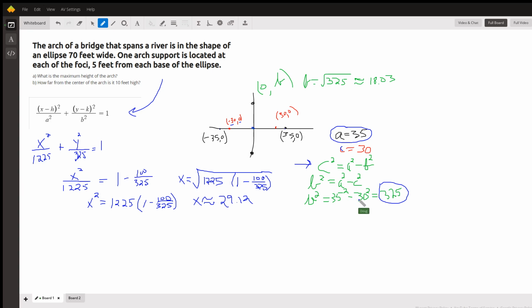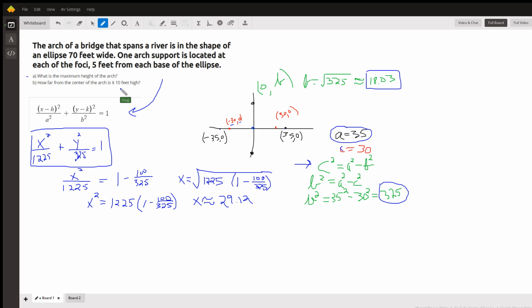A squared minus B squared. So here's your general equation for this ellipse: x squared over A squared plus y squared over B squared equals 1. Now, if we actually want to find B to answer part A, B is the square root of 325, which is about 18.03 rounded off.